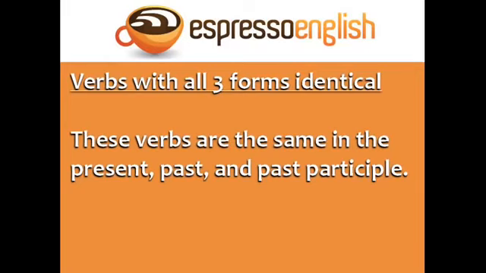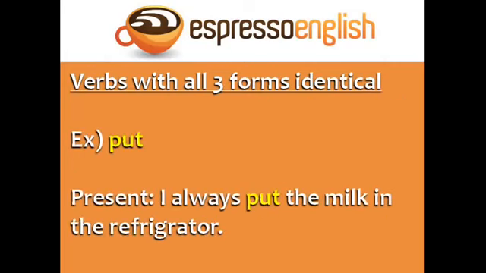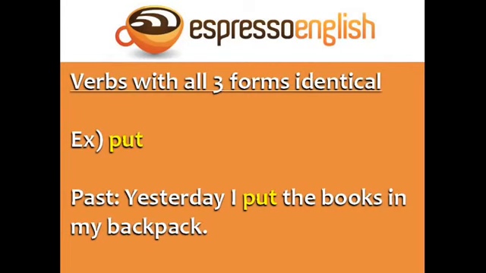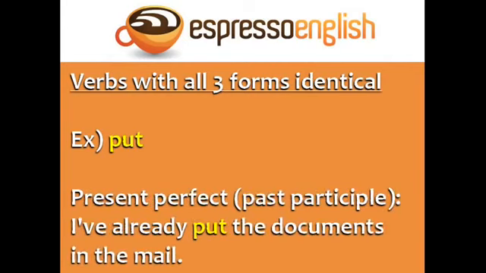The first group is irregular verbs with all three forms identical. These verbs are the same in the present, past, and past participle. One example is put. Present: I always put the milk in the refrigerator. Past: Yesterday I put the books in my backpack. The present perfect uses the past participle form: I've already put the documents in the mail.